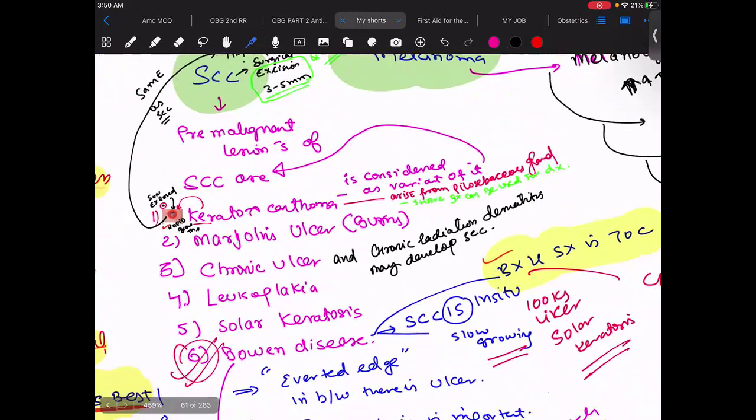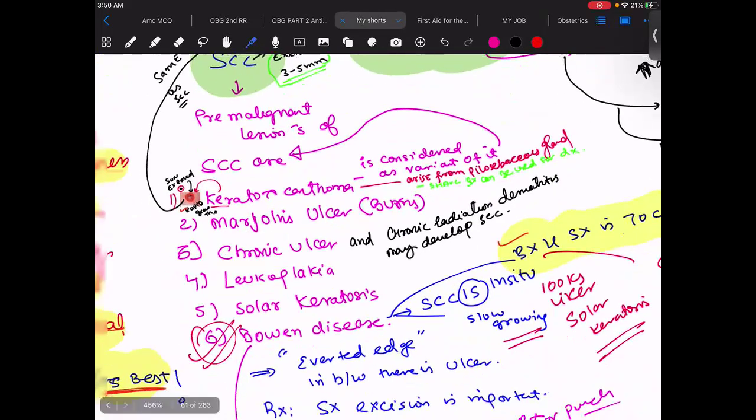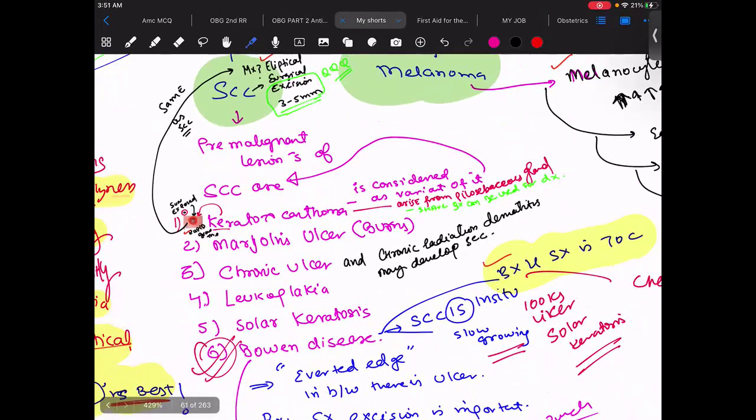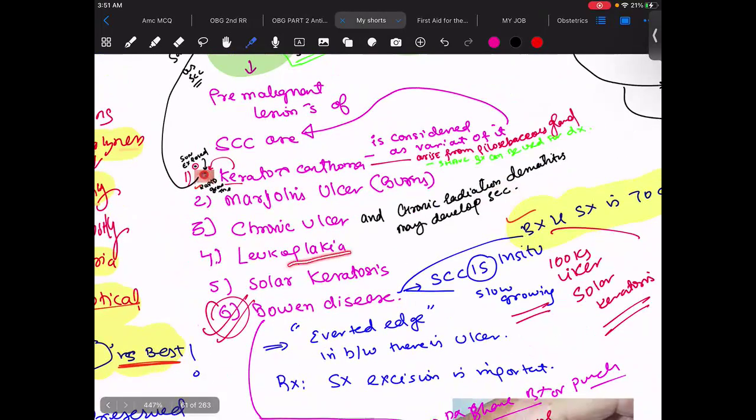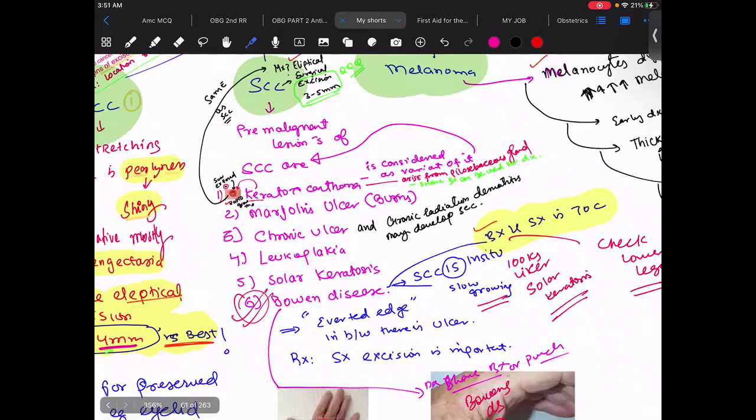After that, what are the other pre-malignant lesions of squamous cell carcinoma? Marjolin's ulcer, which is basically a type of squamous cell carcinoma seen in burn patients. Then we have chronic ulcer and chronic radiation dermatitis, and that may also develop squamous cell carcinoma, leukoplakia, okay, which you see in the tongue. Leukoplakia is most commonly seen at the tongue side. So that's again a pre-malignant lesion of squamous cell carcinoma.